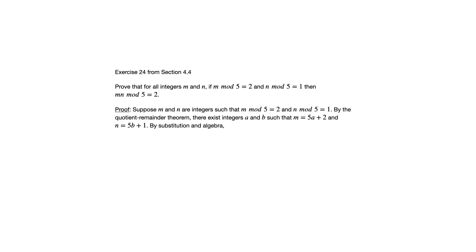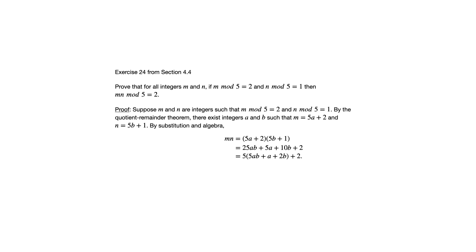Now we're going to do some algebra, which we've seen come up in other proofs. This sort of middle portion of the proof goes through some algebraic steps. So we look at m times n, and we do our substitution. We expand that out. And then the last step might seem a little bit odd to you because we take that expanded expression that we see in the second step and we rewrite it as 5 times the quantity 5ab plus a plus 2b and then plus 2.